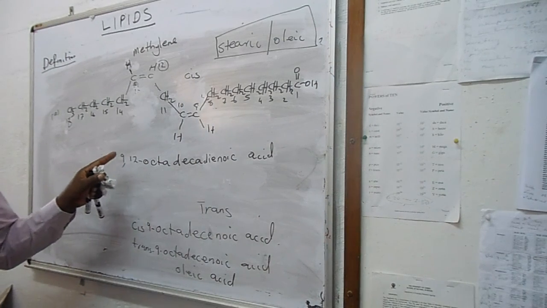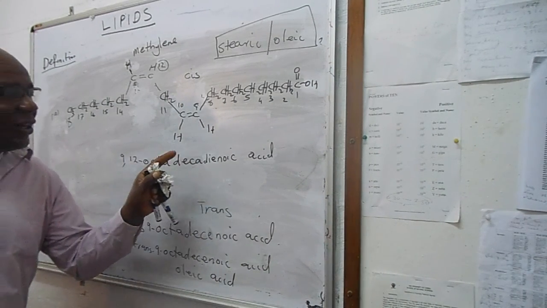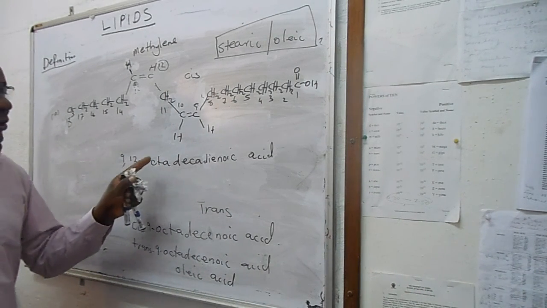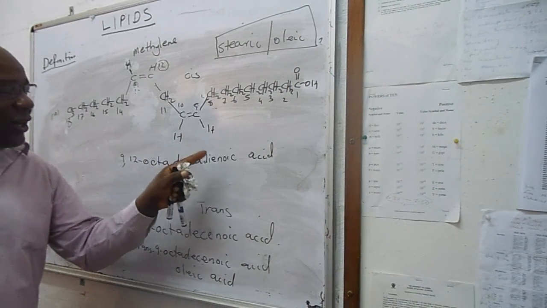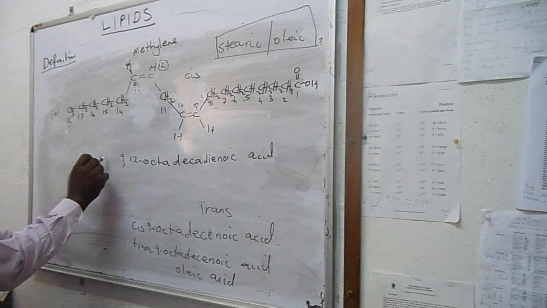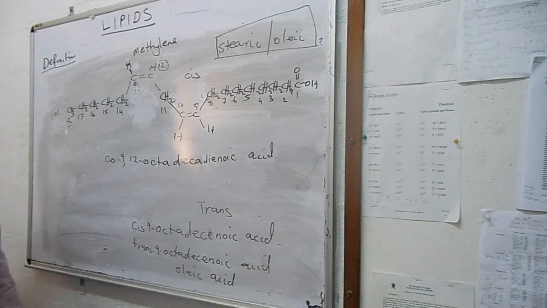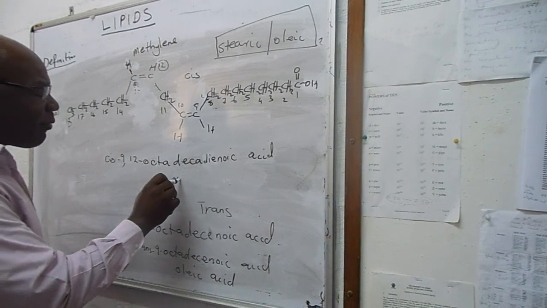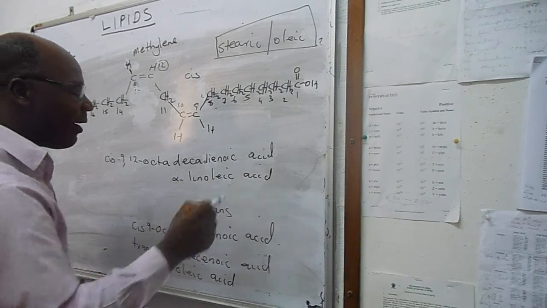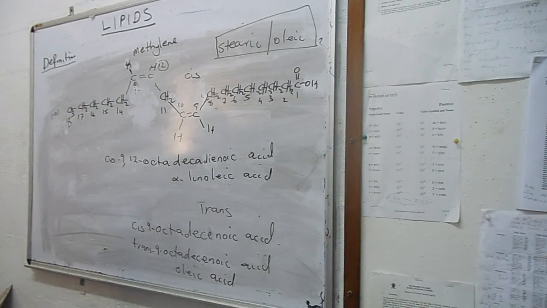I'll go through again. 9, 12 octadecadienoic acid. We can also say cis, since the double bonds are in the cis position. This is IUPAC nomenclature. The common name of this compound will be called alpha linoleic acid.